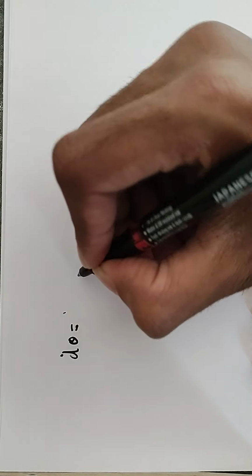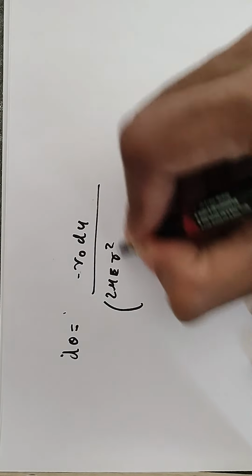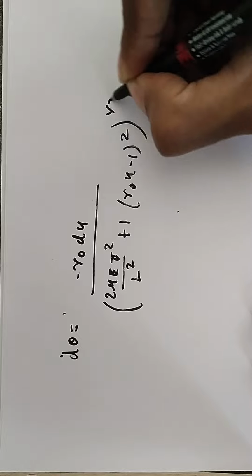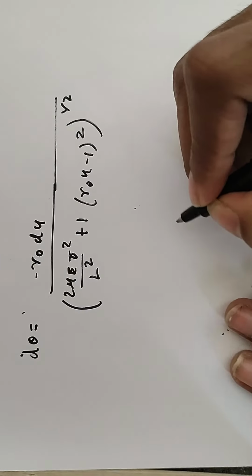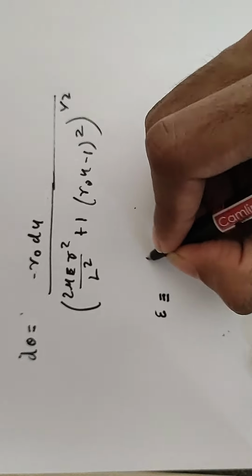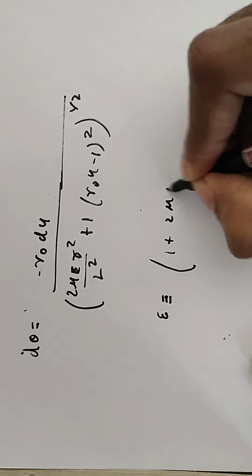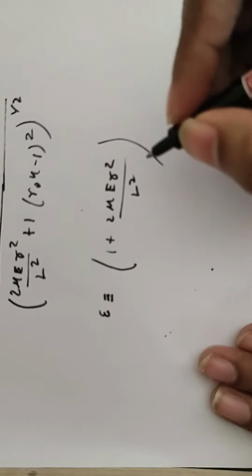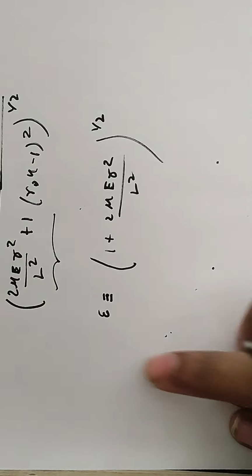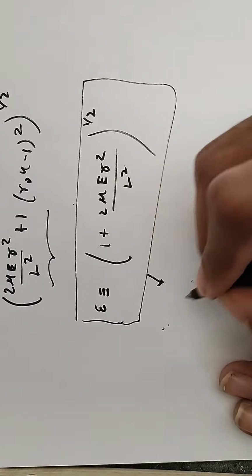d theta is equal to minus r naught du upon 2 mu e r square upon L square plus 1 times r naught u minus 1 square, and there was a raised to the power half, the square root term. So I define the quantity called epsilon, which is given by 2 mu e r square upon L square. So this particular term, to the power half, is what I define, and this is what I call eccentricity.